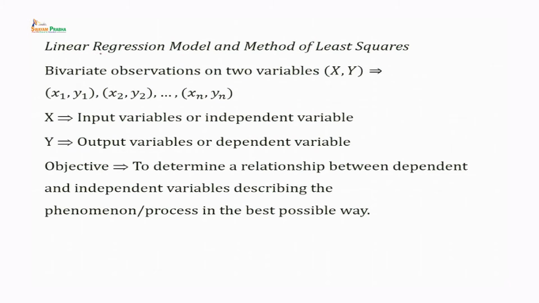Then we consider the linear regression model and the method of least squares. Now, suppose you have bivariate data on two variables x and y, and you have n pairs of observations: x 1 y 1, x 2 y 2, and so on up to x n y n. And suppose x is the input variable or independent variable, and y is the output variable or dependent variable. Your objective is to determine a relationship between dependent and independent variables describing the phenomena or the process in the best possible way.